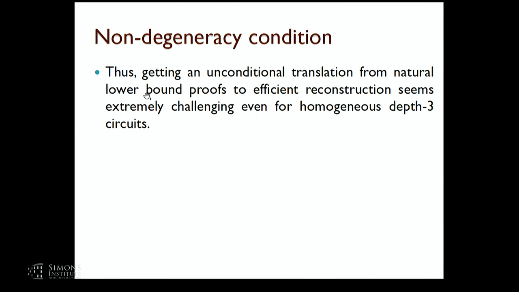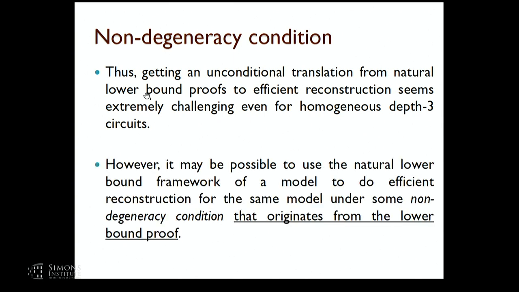What do you mean by natural lower bound? Natural lower bound proofs, as in Marcus's talk yesterday. Oh, this Razborov-Rudich and the algebraic versions of it. And if we believe that sub-exponential time reconstruction for general circuits is not possible, then perhaps this translation is also not possible unconditionally. What might be possible, though, is that we might be able to use the natural lower bound framework of this model to do efficient reconstruction for the same model under some non-degeneracy condition that also originates from this lower bound proof. It's not a totally random arbitrary non-degeneracy condition.